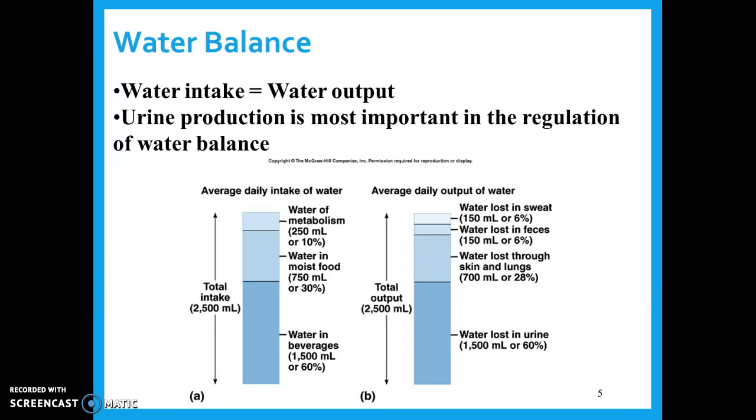We lose about 6% of our daily water through feces. Our large intestine is supposed to reabsorb as much of that water as possible, but we don't get all of it. So about 150 milliliters of water are lost through feces. And then lastly, water lost through sweat is about 6% or 150 milliliters. Again, these are averages. If you're exercising, you're going to be sweating a lot more, but you're also going to be drinking more and putting more water in, so that should balance out.